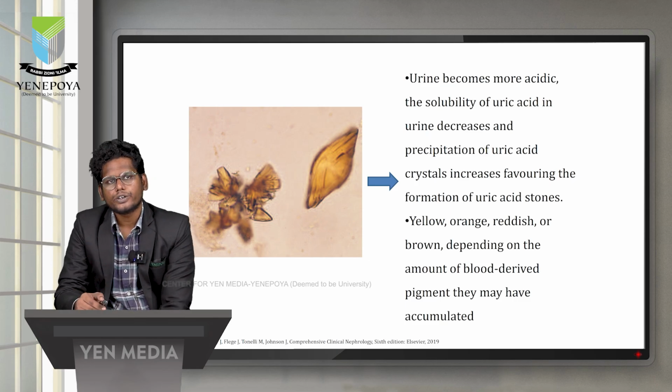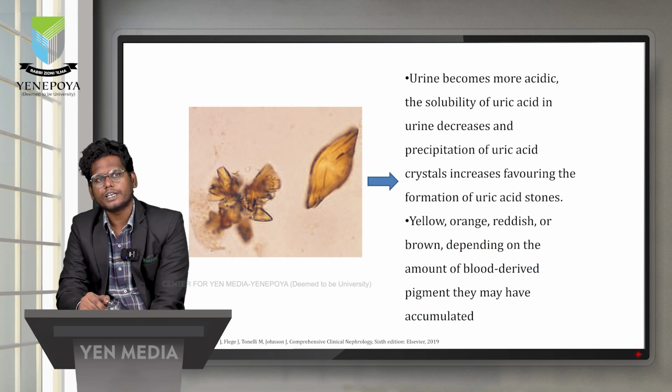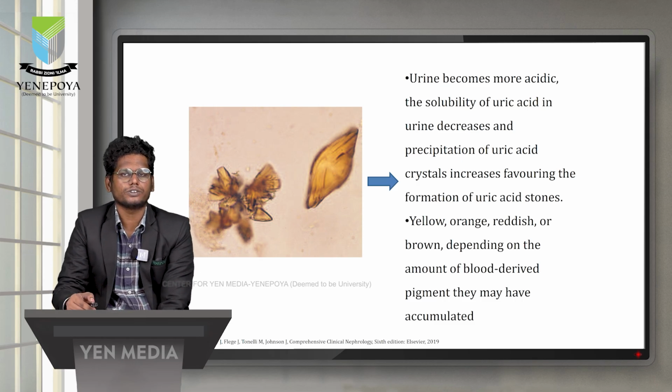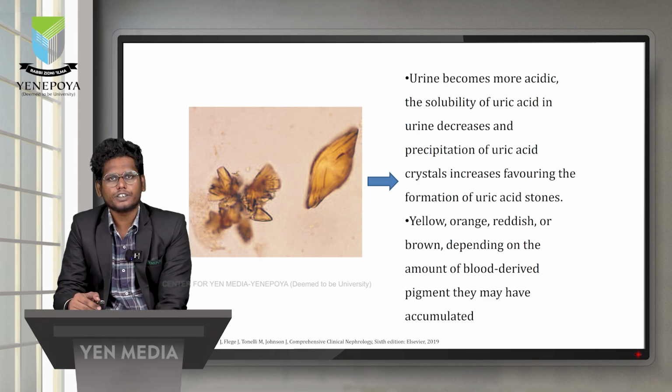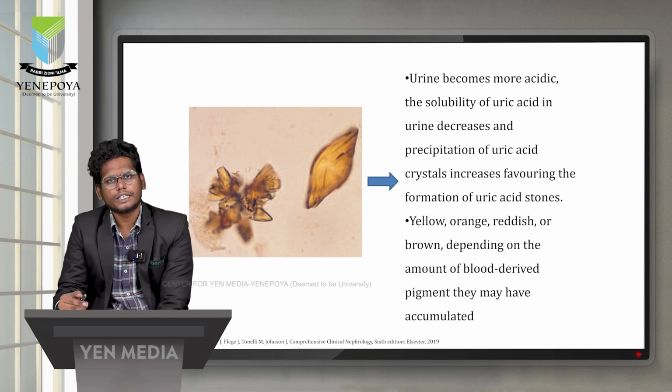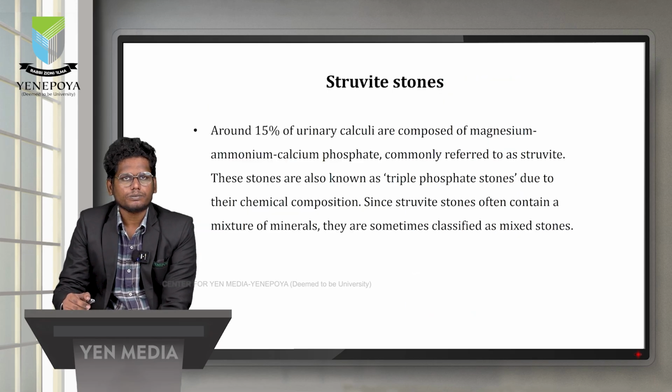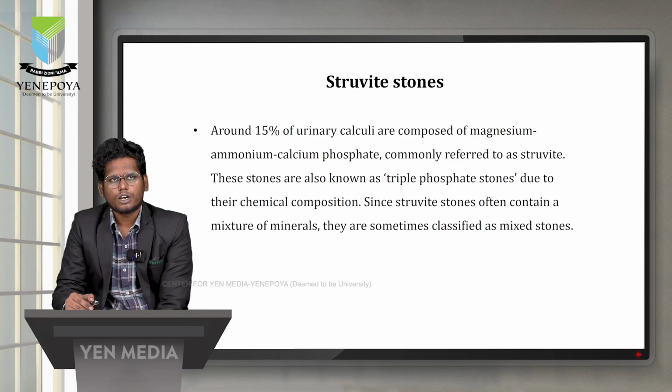Then this is how the uric acid stones will look like. Most uric acid stones form in more acidic urine. When it becomes more acidic, the solubility of uric acid in urine decreases and precipitation of uric acid crystals increases, favoring the formation of uric acid stones. The stones will look yellow, orange, reddish or brown depending on the amount of blood derived pigment that may have formed.